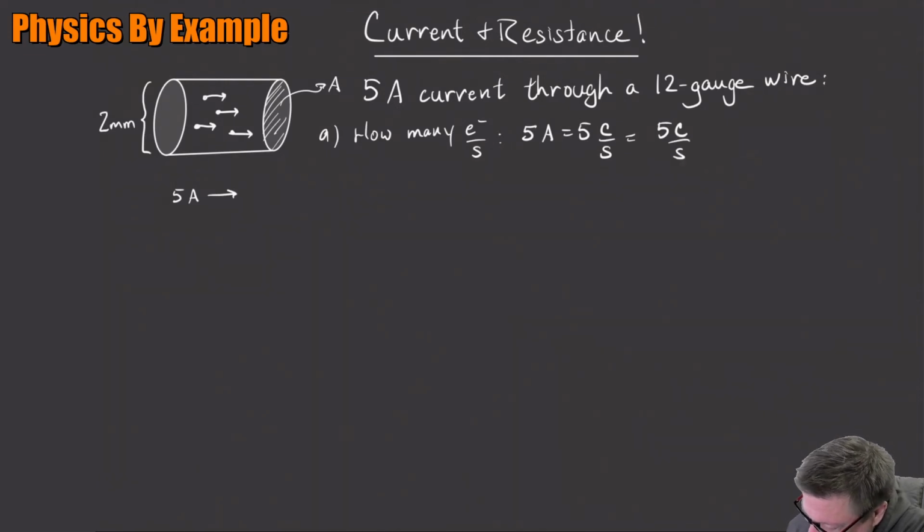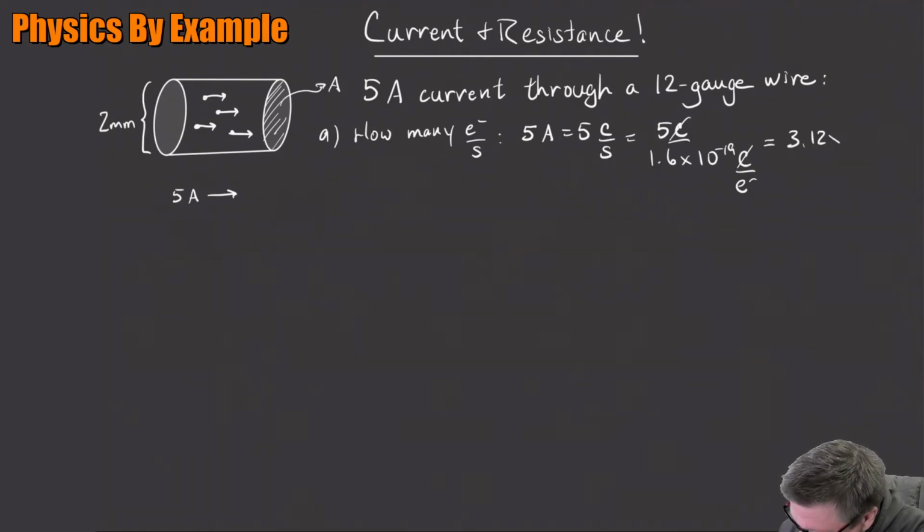It's 5 coulombs. And then what I also know is each electron is 1.6 times 10 to the minus 19th coulombs per electron. So those divide out, and what I'm left with is just the number of electrons per second, right? If I divide those numbers out, I get 3.12 times 10 to the minus 19th. Oops, sorry, it's a big number: 10 to the plus 19th electrons per second. Okay. Neat.